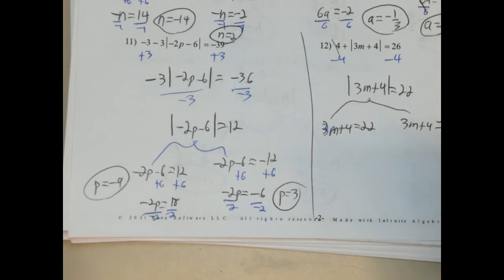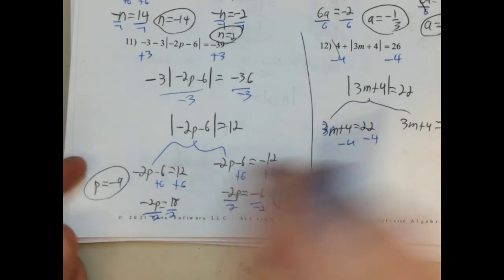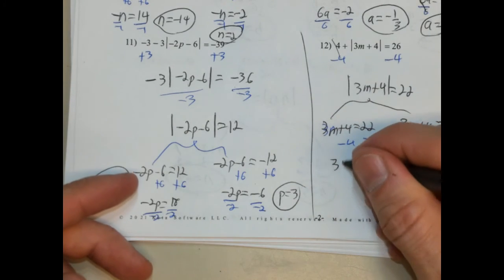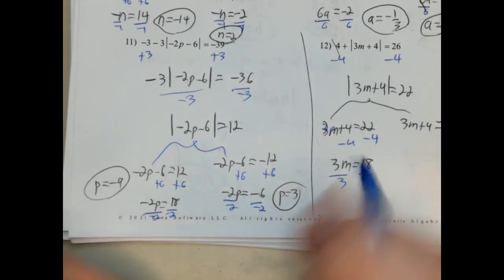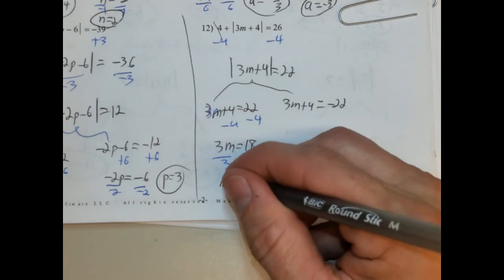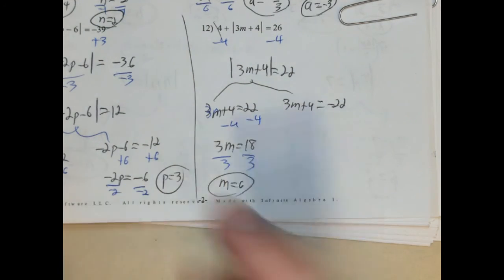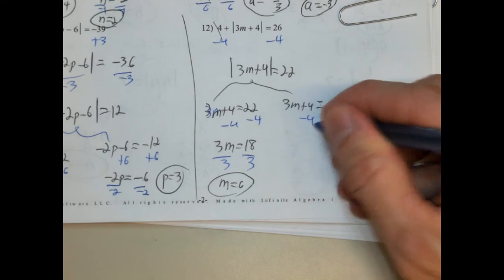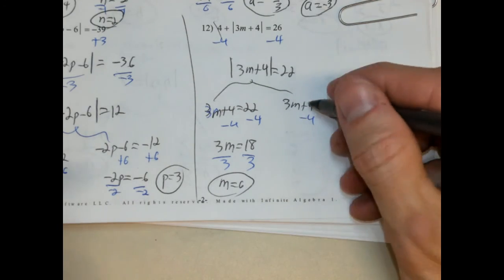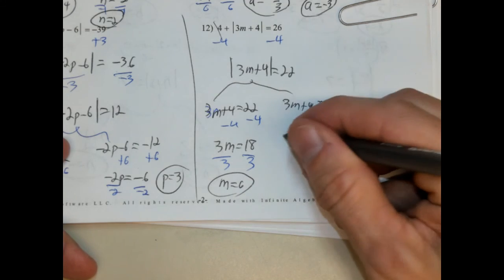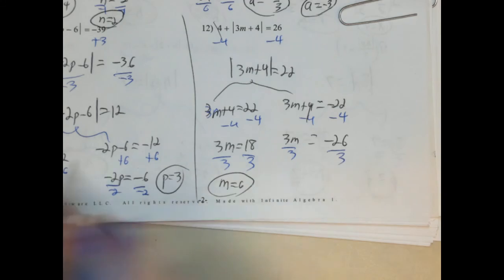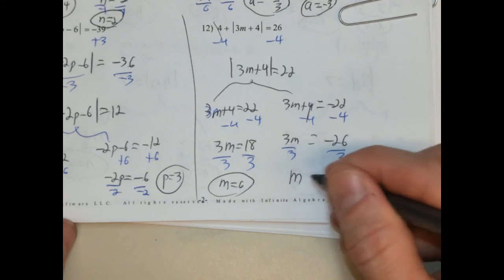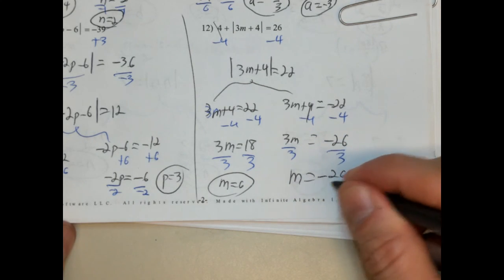Okay. I'm going to subtract 4 from both sides. We're going to get 3m equals 18. We're now going to divide by coefficient, which is 3. And m is equal to 6. Okay, here we're probably going to get a fraction. Yeah, we are. It's okay. Negative 22 minus 4 is going to be equal to negative 26. So 3m, we're going to divide by our coefficient, which is 3. And m will be equal to negative 26 over 3.